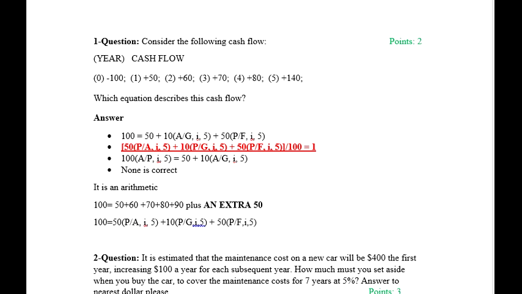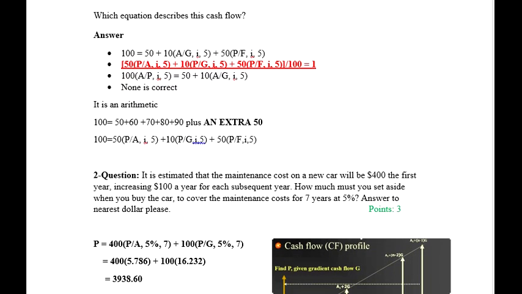If you observe here, you have a difference of 10, that is the gradient is 10, so you have this formula as 10 times (P/G, i, 5), and your base value is 50, so it is 50 times (P/A, i, 5), and to get the final value you have 50(P/F, i, 5) equal to 100. So the answer is option 2.